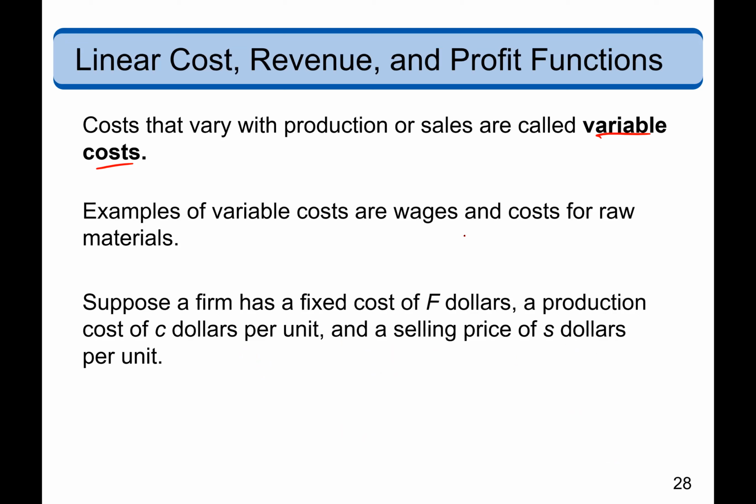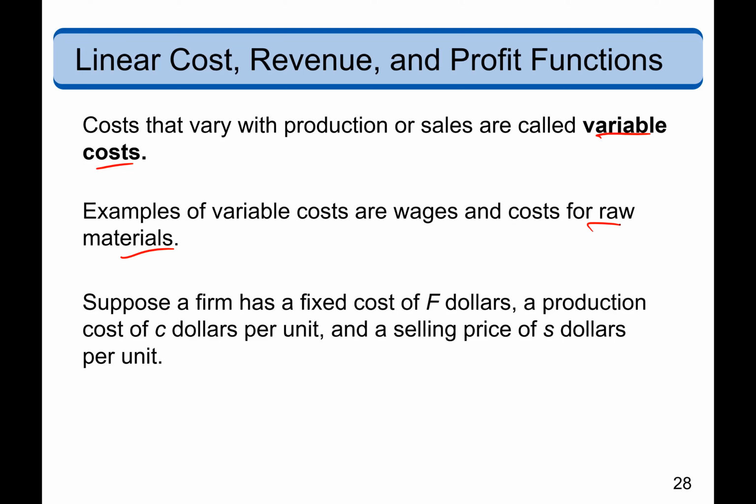An example of the variable cost is the cost of raw material, right? For raw material, when 10 units are produced, the amount of raw material used is totally different from when 20 units are produced. So if you produce 20 units, you use more materials.